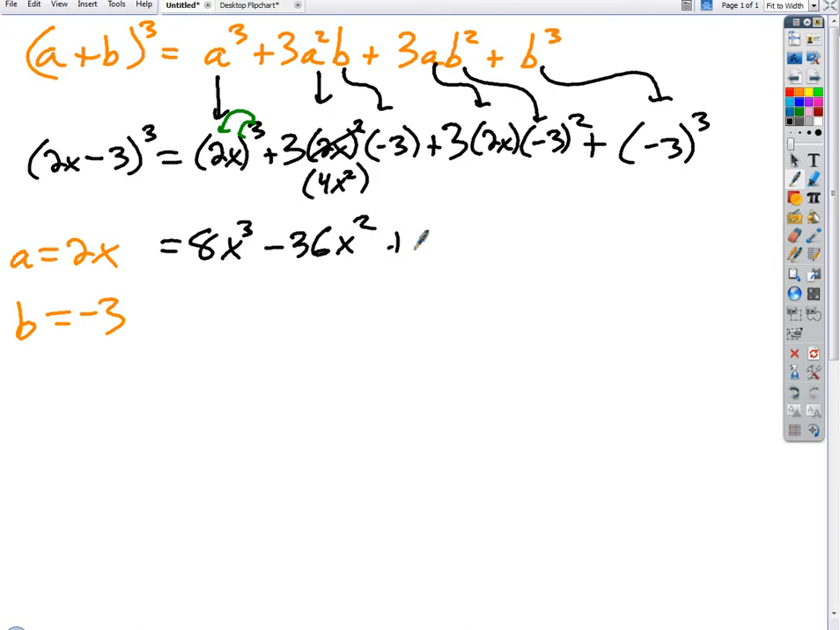So plus, what about over here? Now I've got negative 3 squared is 9. So what's the easiest way? So 3 times 2 is 6, times 9 is 54. How many x's? 1 x. Just x, right? And then finally I get negative 3 cubed, which is negative 27. Got it. Okay. That's it.